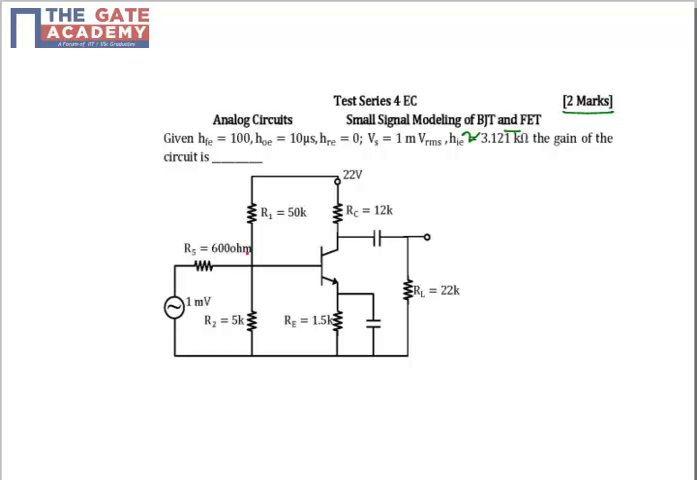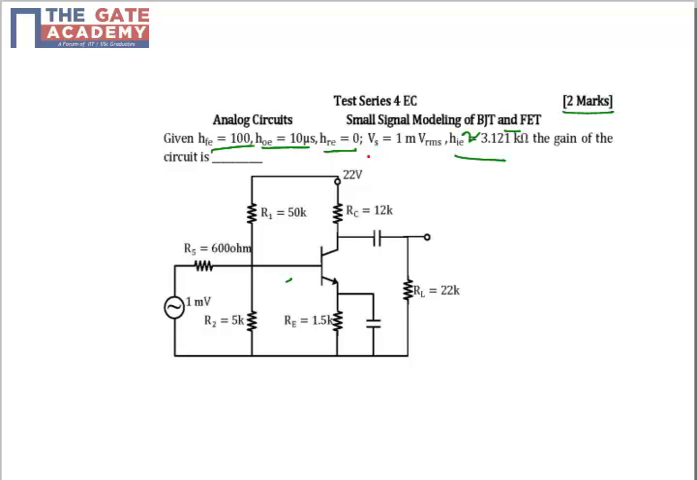In this question we have one common emitter amplifier and the h parameters of the amplifier are given as HFE is 100, HOE is 10 microsiemens, HRE is 0 and HIE is 3.12 kilo ohms. Okay, these are the h parameters given.